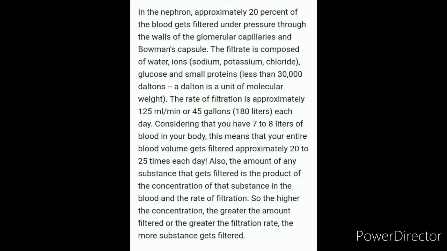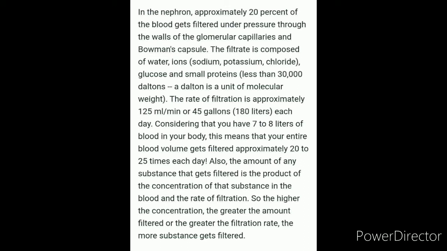In the nephrons, approximately 20% of the blood gets filtered under pressure through the walls of the glomerular capillaries and Bowman's capsule. The filtrate is composed of water, ions, glucose, and small proteins. The rate of filtration is approximately 125 ml per minute or 45 gallons each day.